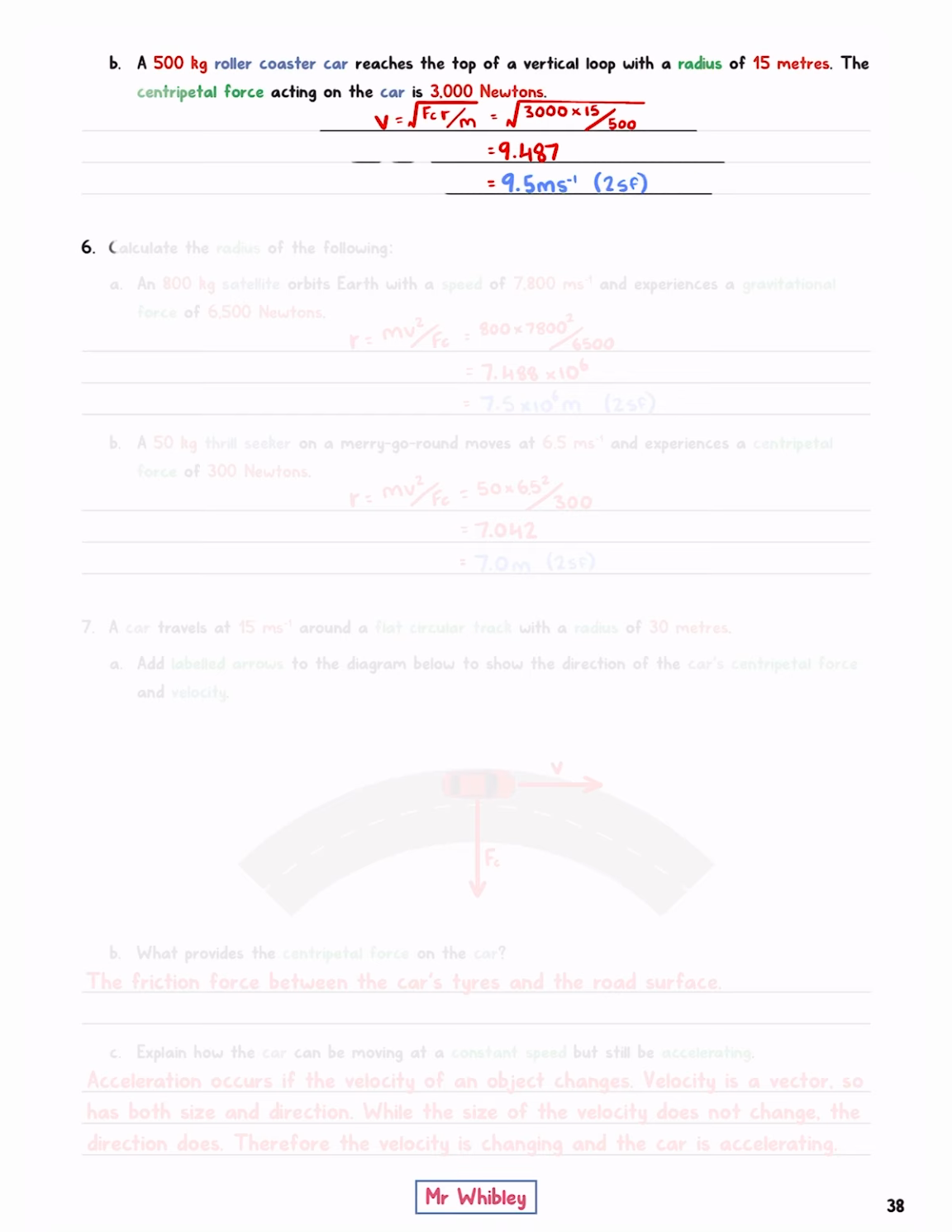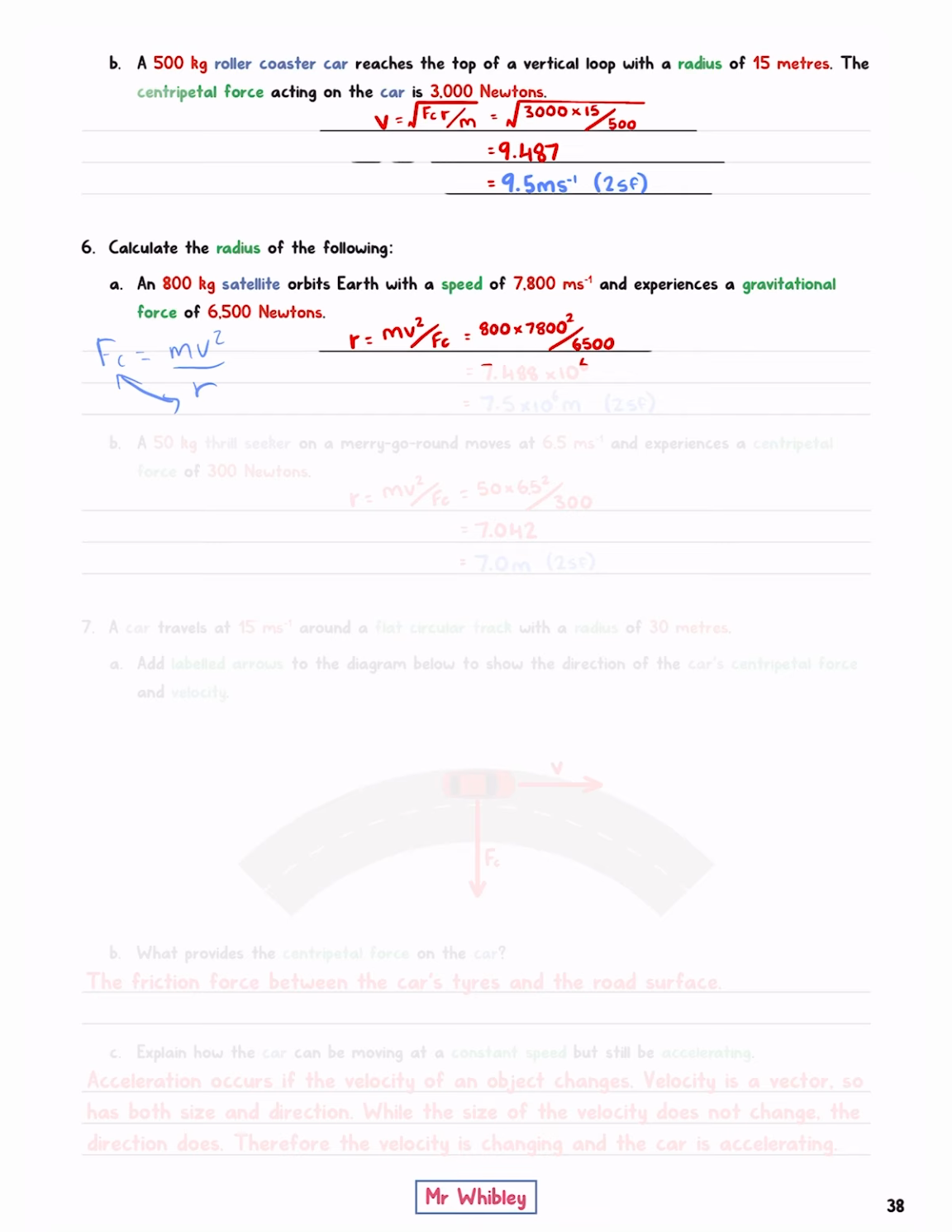Question 6. Calculate the radius of the following. An 800 kilogram satellite orbits Earth with a speed of 7,800 meters per second and experiences a gravitational force of 6,500 newtons. For this, we can take our centripetal force equation, we can solve it for r by swapping our FC and our r around, putting our numbers in, gives me 7.488 times 10 to the 6, or 7.5 times 10 to the 6 meters to two significant figures.